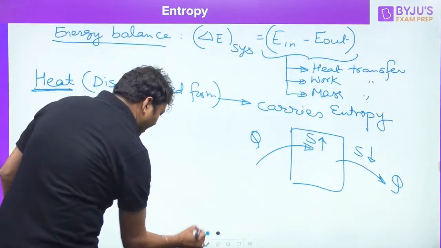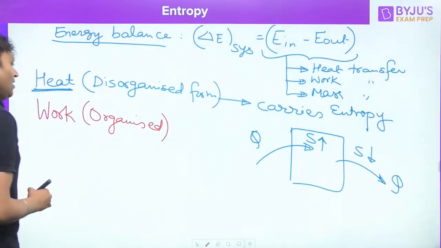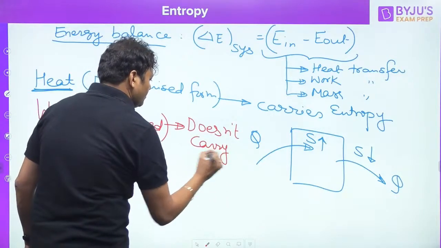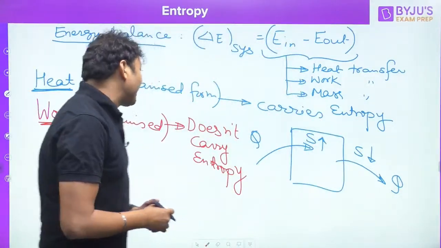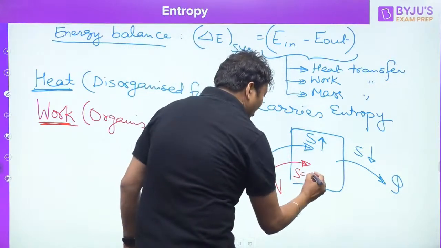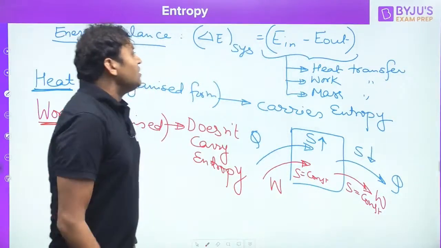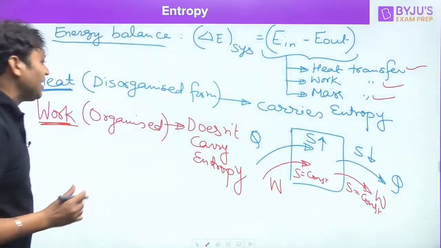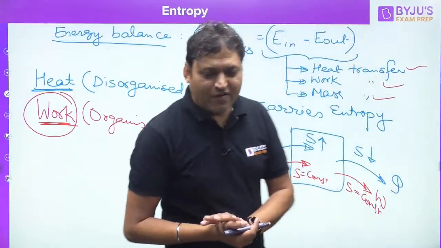But if we talk about work, work is an organized form of energy, isn't it? Because work is organized, it does not carry entropy. Work added to the system or work done on the system will not change the entropy of the system, and work done by the system will also cause no change in entropy. So energy transfer is taking place with heat transfer, work transfer and mass transfer, but entropy transfer will not take place with the work transfer. Is this clear to everyone?